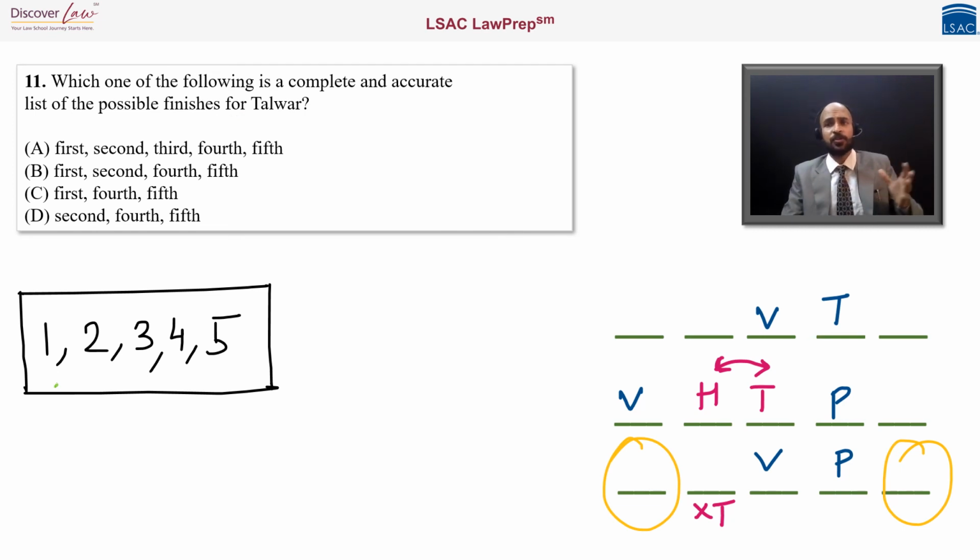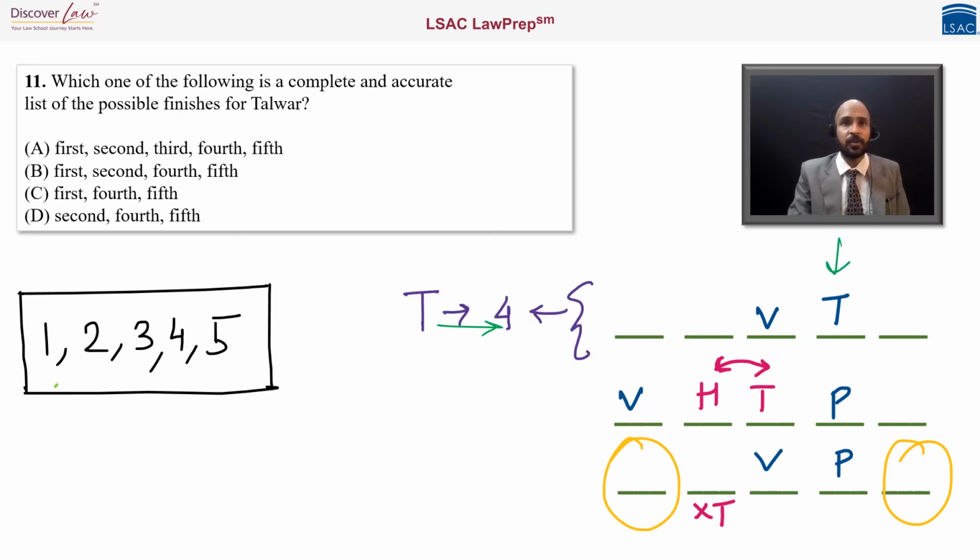Okay, so the total number of possibilities are 1, 2, 3, 4, and 5. Let us see out of this what we can find. Let us start with case number 1. In case number 1, you can see that T is in the 4th position, which means that T4 is done.